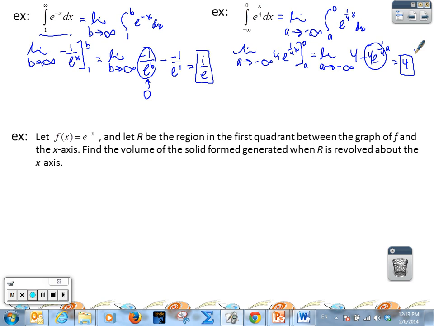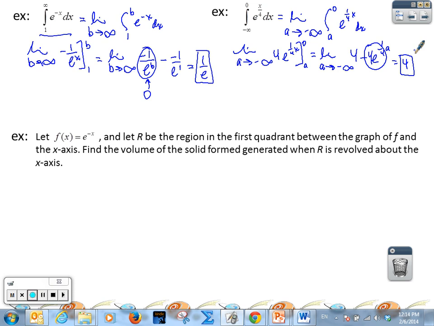Okay, our last problem. Here we're given e to the negative x. Let R be the region in the first quadrant between the graph of e to the negative x and the x-axis. We're supposed to find the volume of the solid generated when R is revolved about the x-axis.